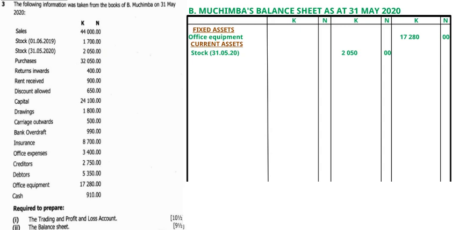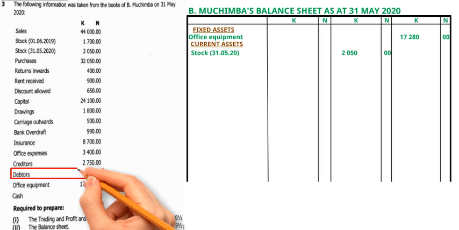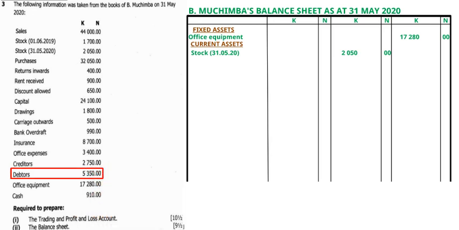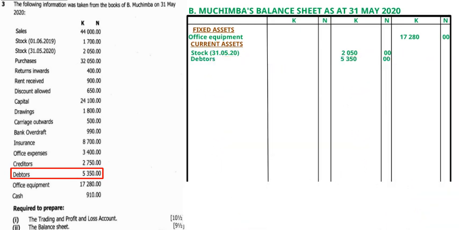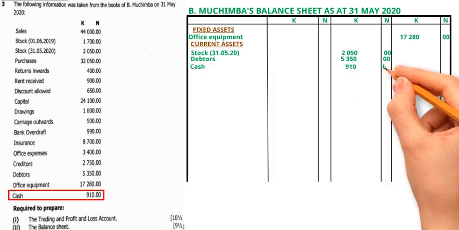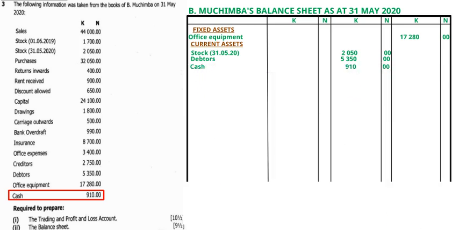Now from stock we come to the next, we look for debtors. So debtors is there, so we write debtors. How much is debtors? That is 5,350 kwacha. So we write 5,350 kwacha. Once we've done that, the next thing is cash, which is 910 kwacha. So we write cash and 910 kwacha there.